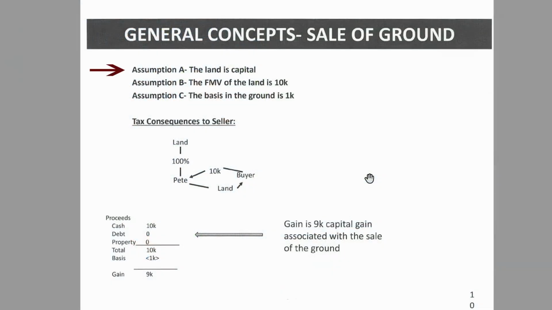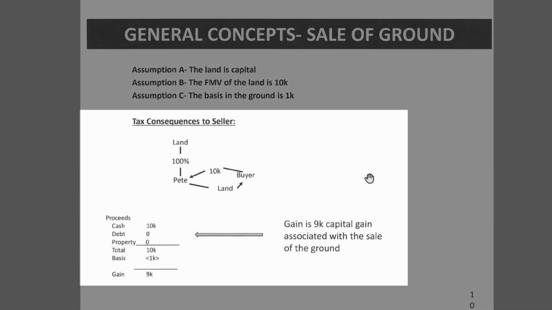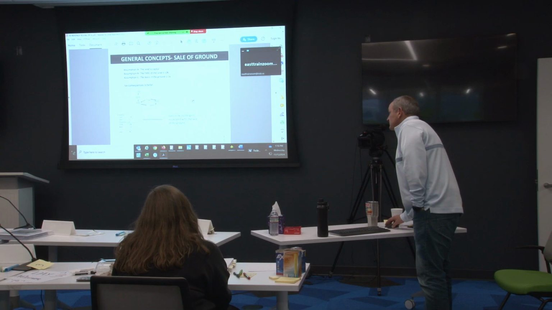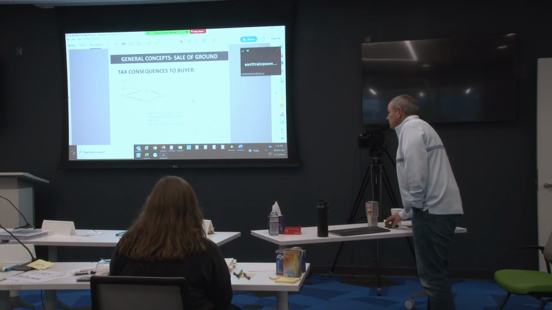Okay. Assumption: limited capital, fair market value is 10. Assumption: basis is 2. I think this is the consequence to seller. Seller sells land. There's my cash, debt relief, property 10, basis of 2, basis of 1, 9 gain. The gain is 9, associated with the sale of ground. I'm assuming the next one's going to be consequences to buyer.